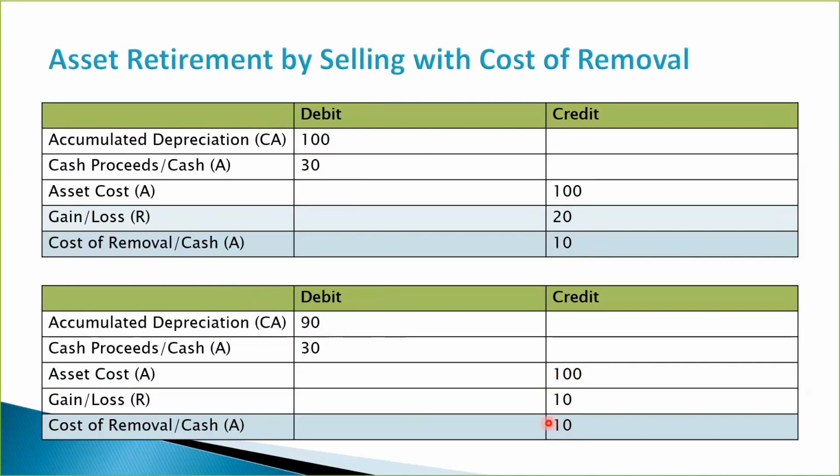So your gain or loss this time round will be 30, which is proceeds of cash, minus the book value loss, which is 100 minus 90, minus the cost of removal. So 30 minus 10 minus 10. 30 minus 20 is 10.